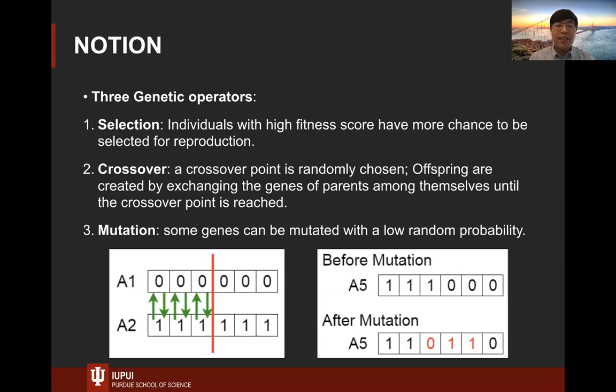The final operator is mutation. Some genes can be mutated with a low random probability. You can see the right-hand side of the figure. The upper row is before mutation, and the lower row is after mutation. Between these two individuals, some of the genes are randomly flipped from 1 to 0 or 0 to 1.